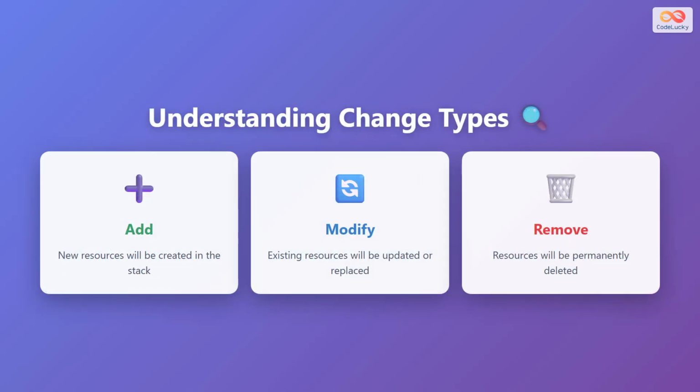Change sets categorize modifications into three types. Add means new resources will be created in your stack. Modify means existing resources will be updated or replaced, and this is where you need to pay special attention because some modifications require replacement, which means downtime. Remove means resources will be permanently deleted from your stack. Understanding these change types helps you assess the risk and impact of your updates.